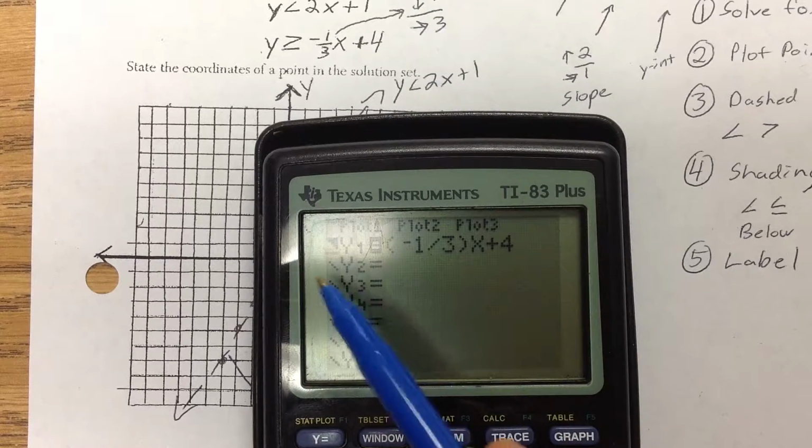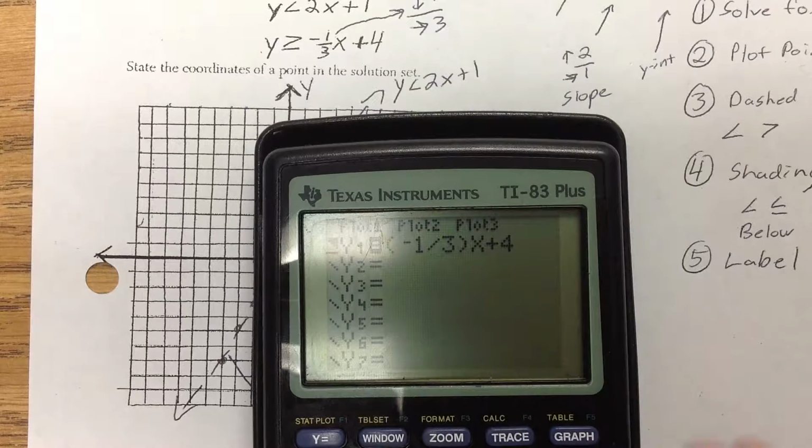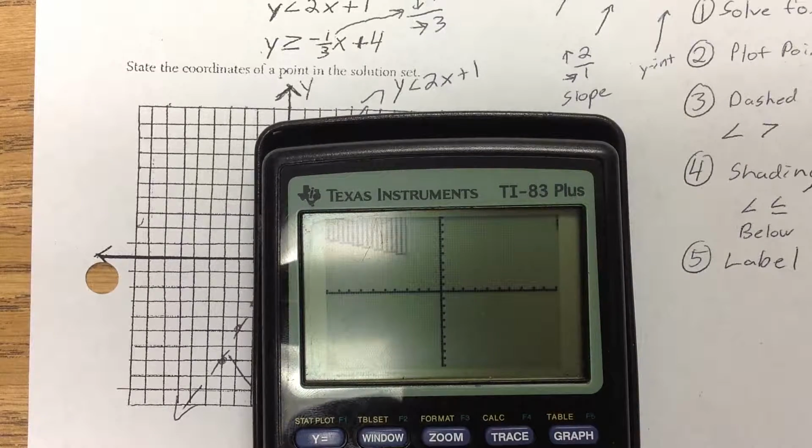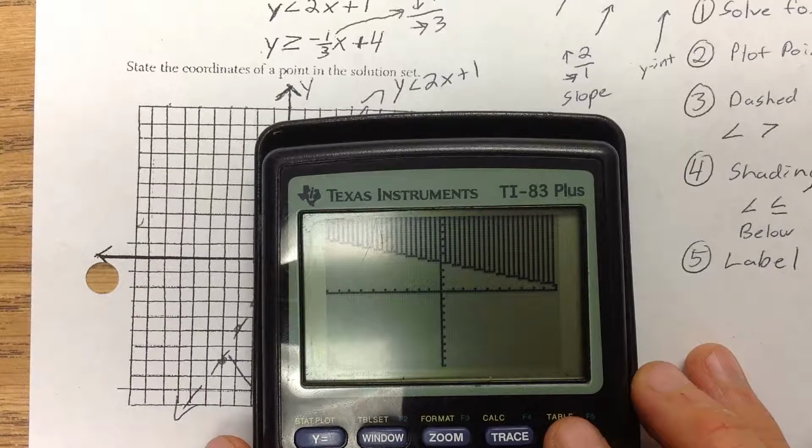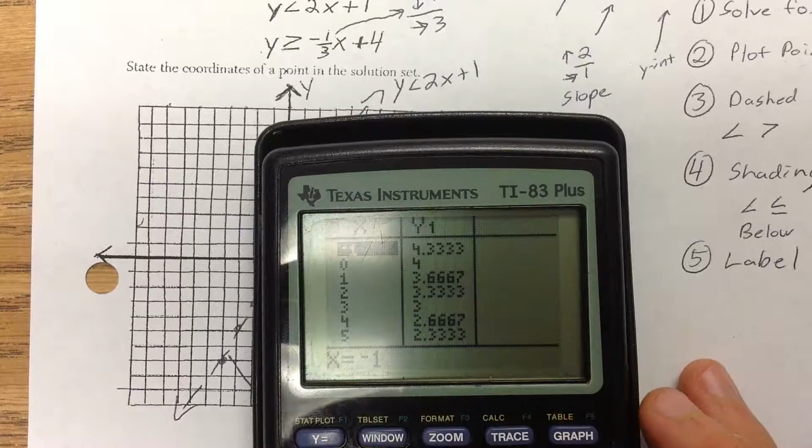And this one right here that kind of looks like the greater than sign, that's what I'm going to use because it is y is greater than or equal to. I'm going to look at the picture just so that I know what I'm dealing with. And then I am going to bring up the table so I can get some points to graph.